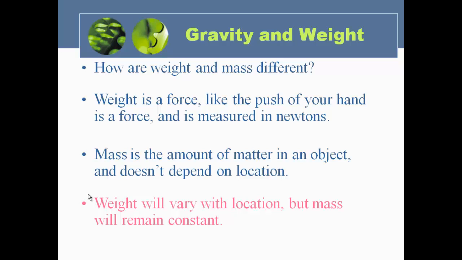This is the key here. It says weight will vary with location, but mass will remain constant. So if you go to Colorado and go up Pikes Peak, your weight's going to be a little different than it is down in a valley. A little bit, okay? Because the gravitational pull is going to be different.